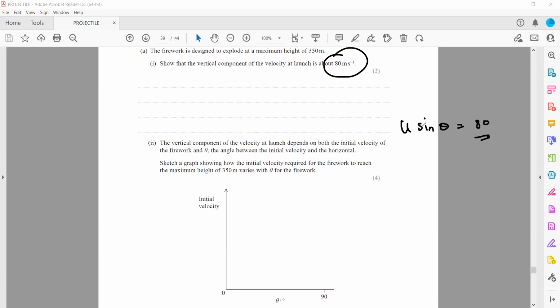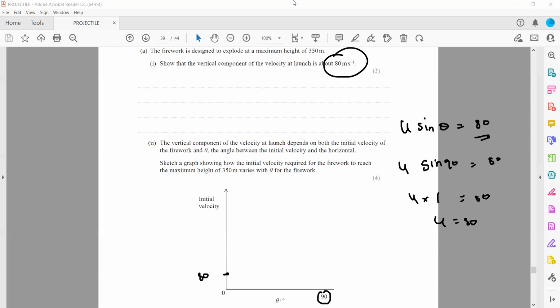Now, we have the angle 90. What is the value of sine 90? Sine 90 is equal to 1. What will be the value of u? The value of u will be 80. If we launch the projectile at an angle of 90, the initial velocity should be 80. So it cannot be 0. The initial velocity will be 80.